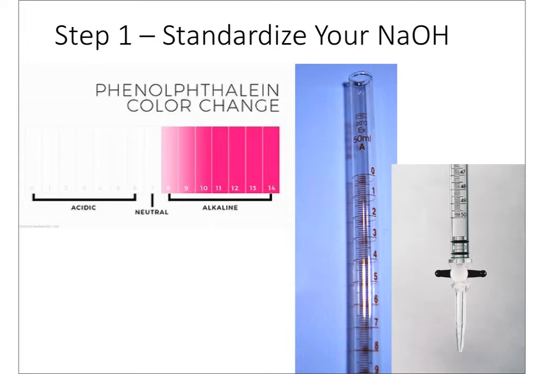So for instance, let's just say we started at exactly the 0 point and we titrated and we stopped down here at 6. To find the total volume of NaOH added, we would do final minus initial, or 6 minus 0. That would tell us we used 6 milliliters of NaOH.